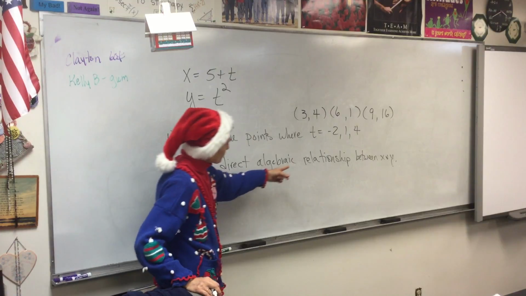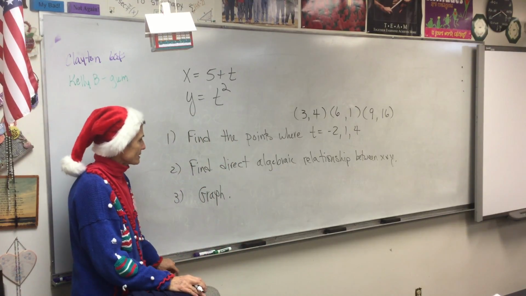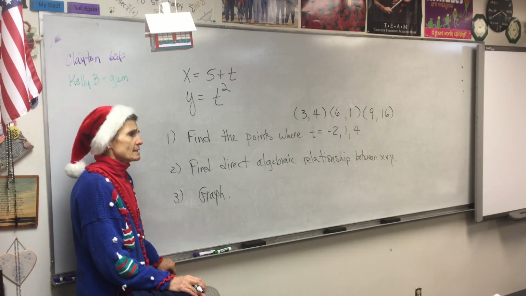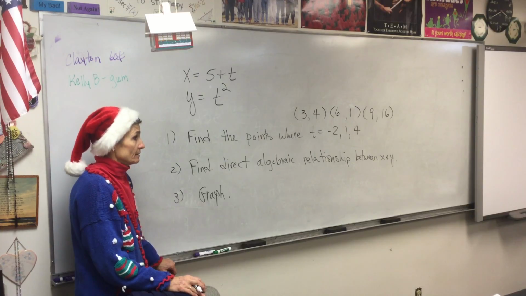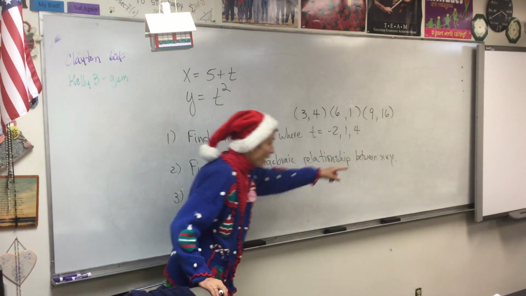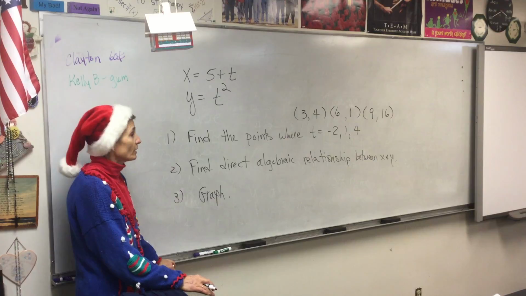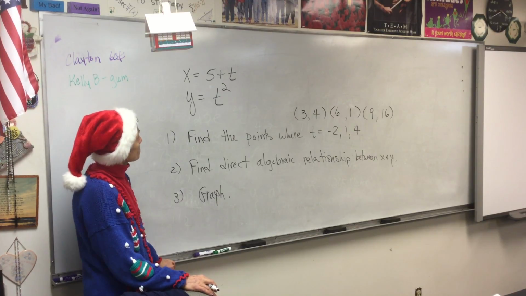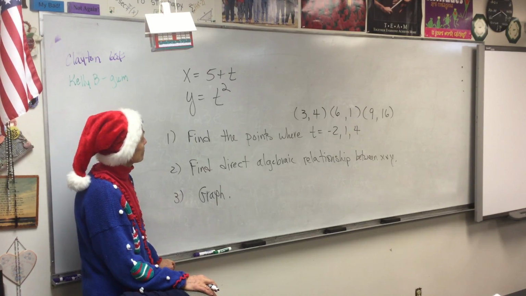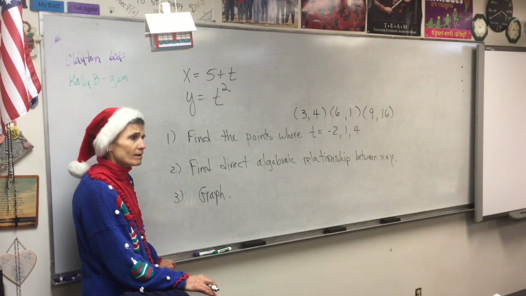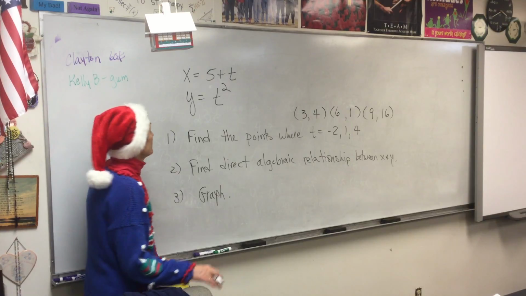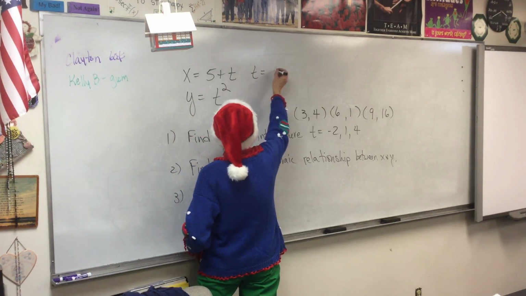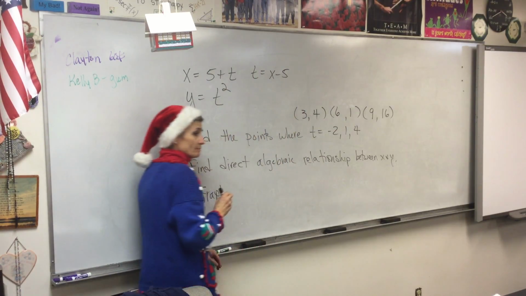Now what does this mean? Find a direct algebraic relationship between x and y. It means get rid of the t. So what could I do to get rid of the t? Guys, come on now. Put your thinking caps on. x minus 5 equals t. Yeah, so we could solve this one. Say t equals x minus 5.